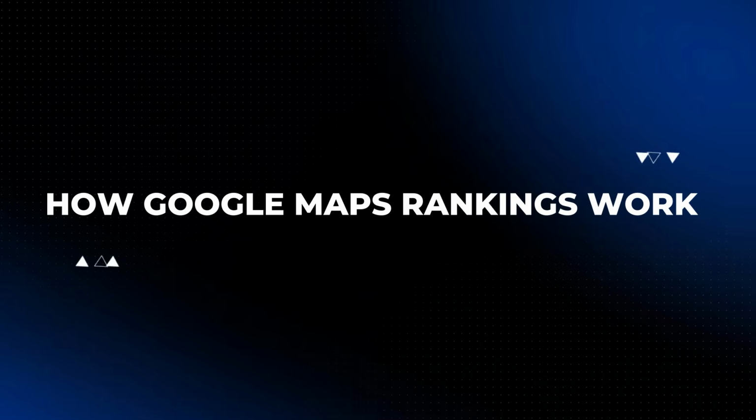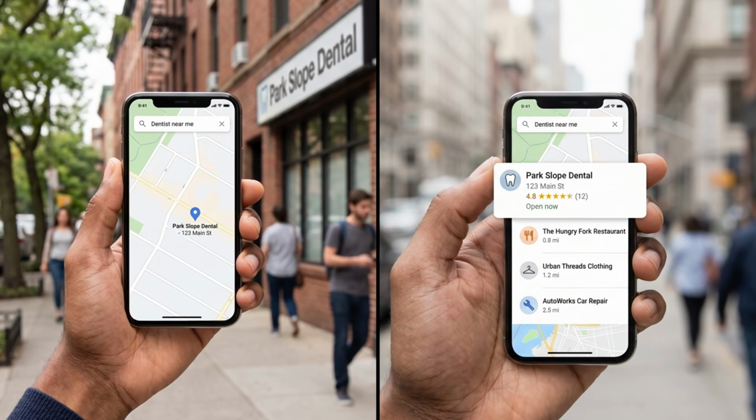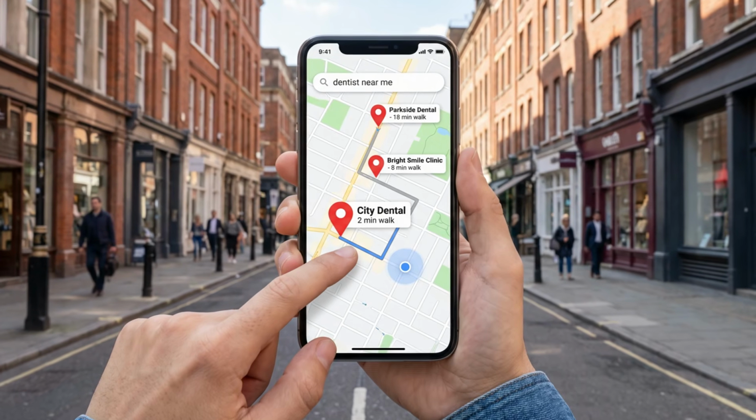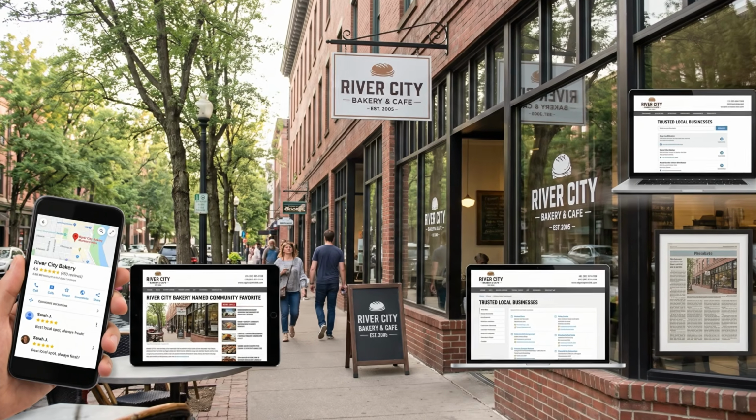How does Google Maps ranking work? Google generally considers three major factors when determining local rankings: relevance, distance, and prominence. Relevance means how well your business matches what the person is searching for. Distance refers to how close your business is to the searcher or the location specified in the search. Prominence relates to how well known and trusted your business appears based on information Google finds across the web. These factors work together to determine which businesses appear in local search results.